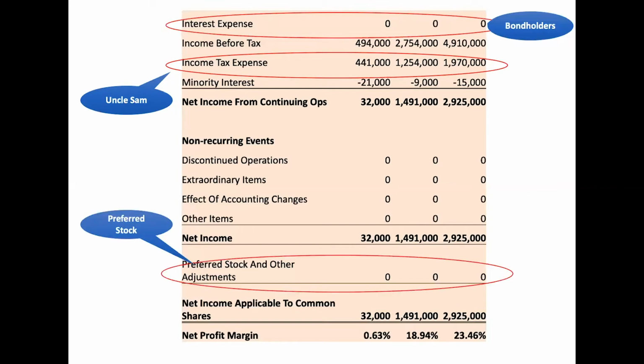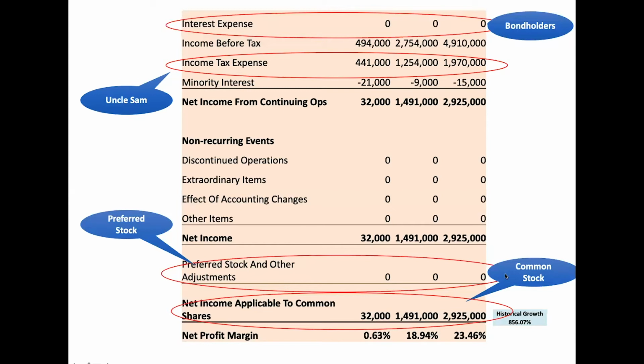Our second stakeholder in the corporation is preferred stockholders. Now, this particular corporation has no preferred stock, but if they did have preferred stock and they paid dividends on those preferred stocks, those dividends would be taken out of your income right here. Then we get to the bottom line of the corporation, and the bottom line belongs to the common stockholders.